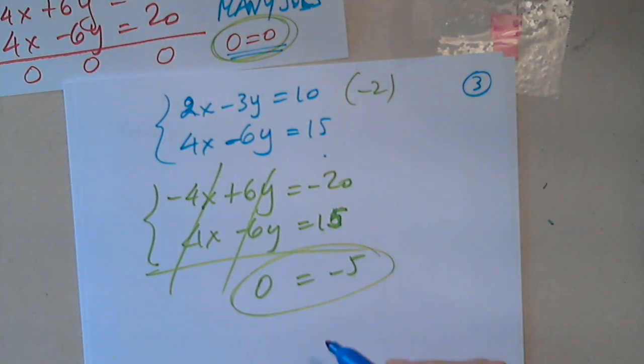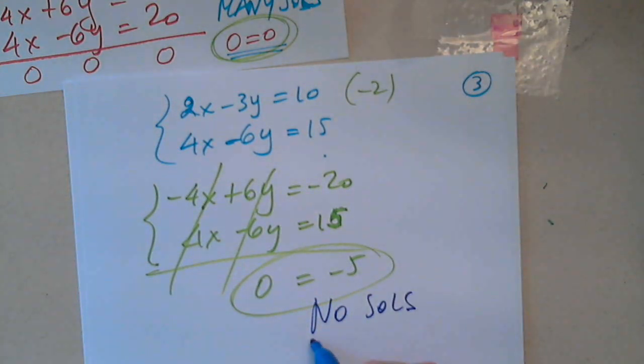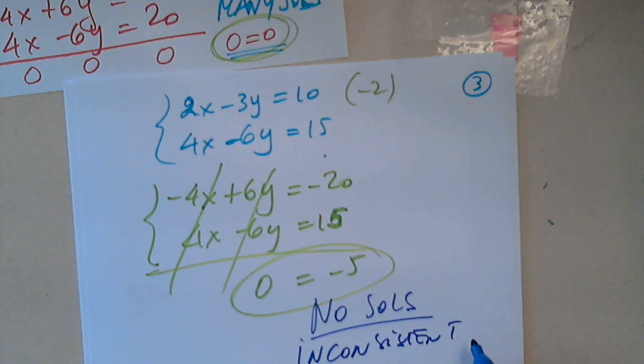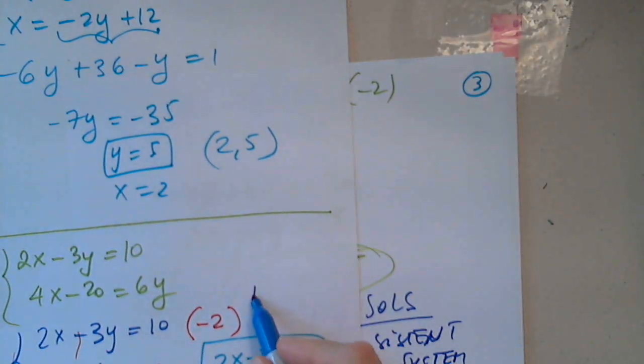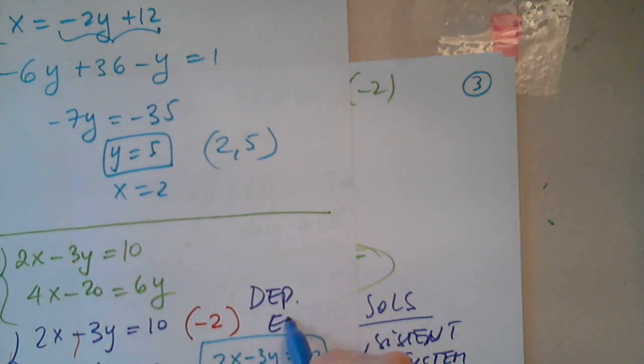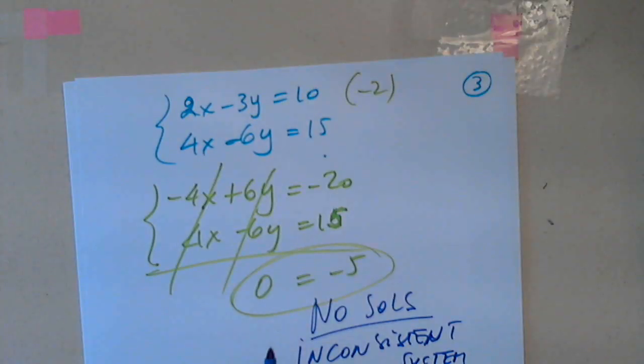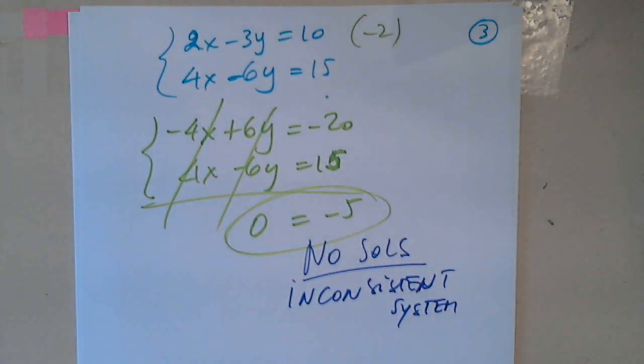Parallel? Yes. No solutions. Inconsistent. Inconsistent system. Exactly. This is consistent. It has infinitely many solutions. The equations are dependent. Dependent equations. Here we don't have a name for the equations when they are parallel other than parallel lines. And no solutions, inconsistent system.